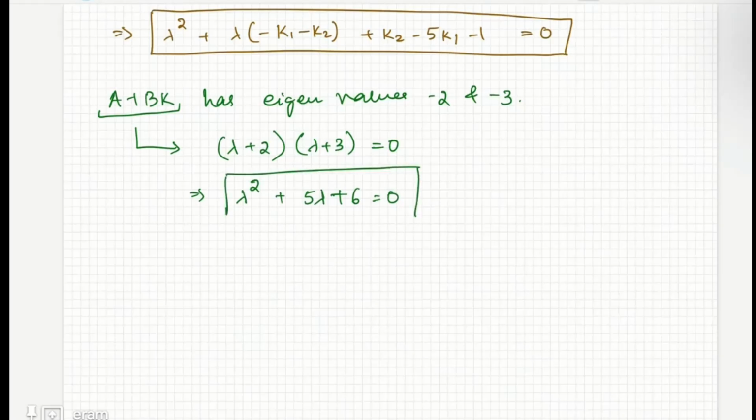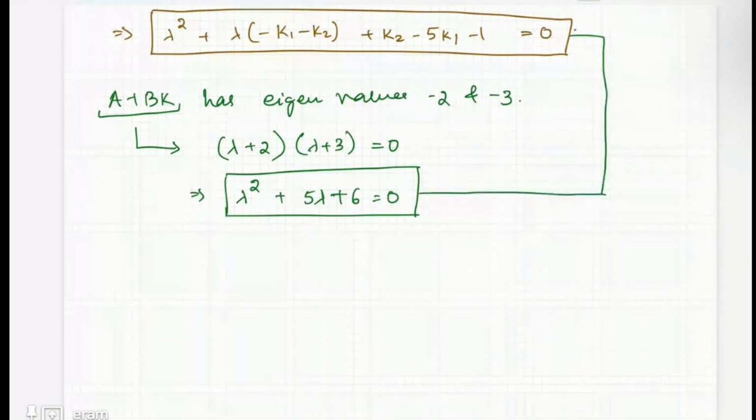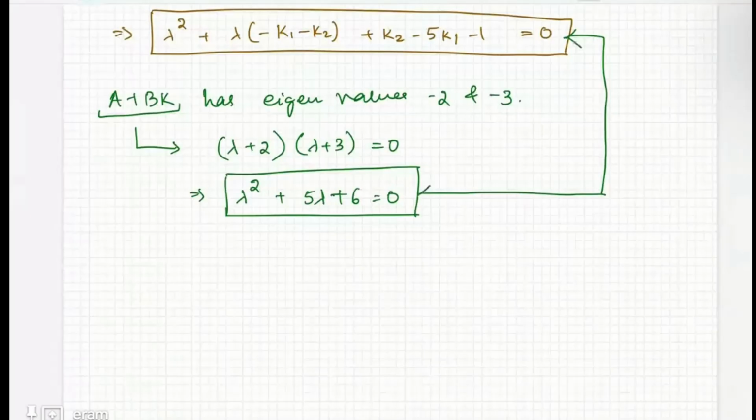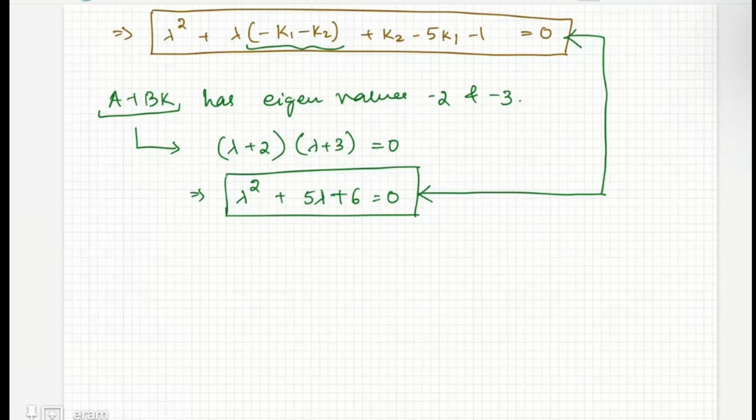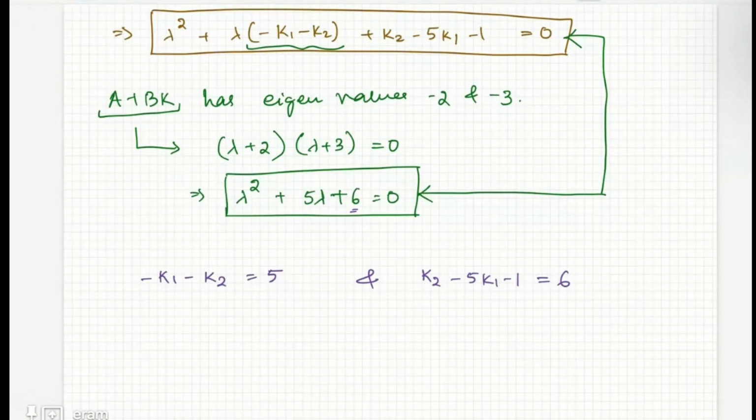Now this should equal this, because this is the A plus BK characteristic equation and this is the desired characteristic equation of the closed loop system. So that means the coefficient minus K1 minus K2 should be equal to 5, and at the same time minus K2 minus 5 K1 minus 1 should be equal to 6. Alright, that means we have to solve these two algebraic equations.